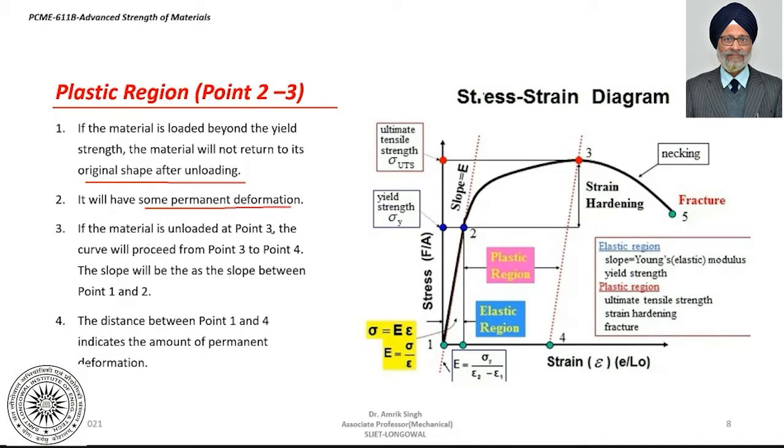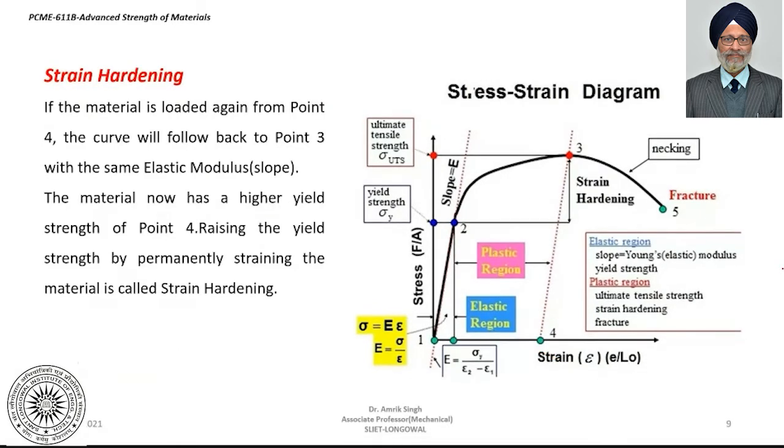If the material is unloaded at point B, the curve will proceed from point 3 to 4. So it will be at this point, it will not be in the original shape. The slope will be the same as the slope between 1 and 2. The distance between point 1 and 4 indicates the amount of the permanent deformation. So this is the plastic region.